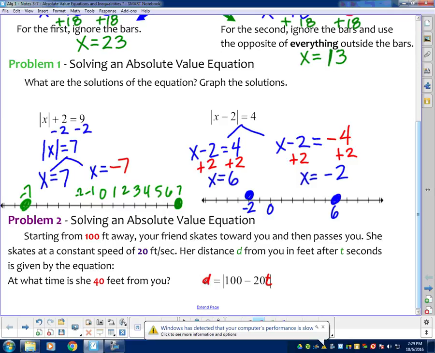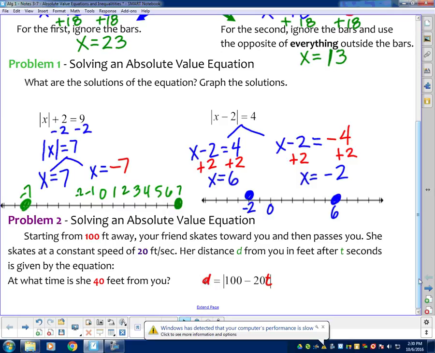And why do you think we put this in absolute value? If she's skating away from you, are you going to have a negative distance even if she's skating backwards? It's still a positive distance away, right?